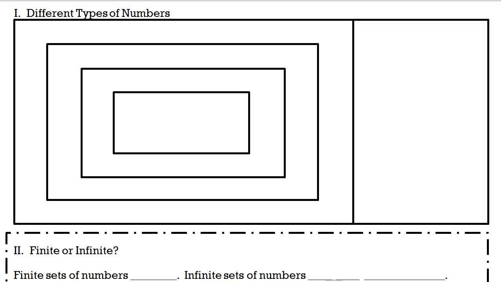Let's start with getting these different types of numbers out of the way. And the first type of number that I always deal with is the natural number. Now, a natural number is also referred to as a counting number.